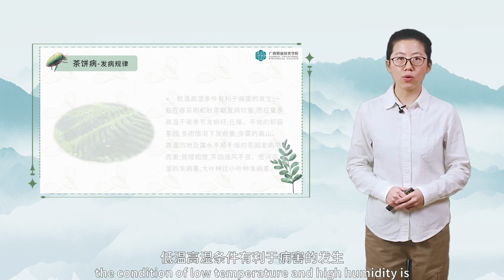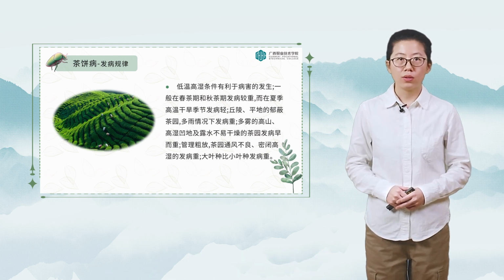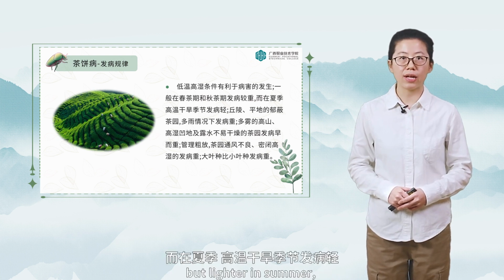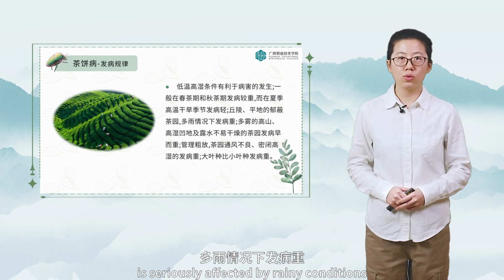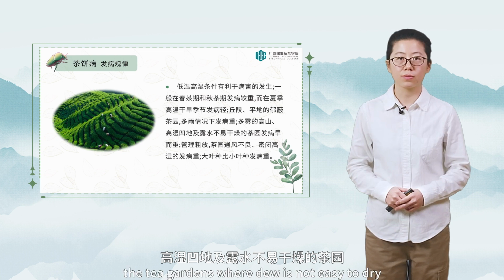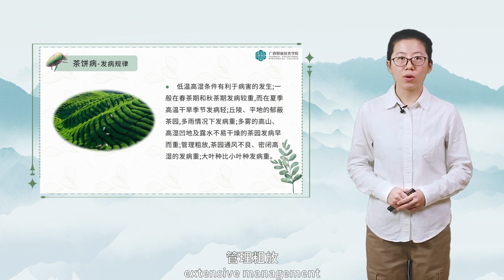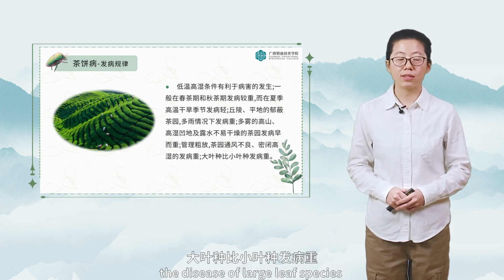Another form is that the condition of low temperature and high humidity is conducive to the occurrence of the disease. Generally, the disease is more serious in the spring and autumn seasons, but lighter in summer, in the high temperature and drought season. Shady tea gardens in the hills and flatland are seriously affected in rainy conditions. Foggy mountains, wet depressions, and tea gardens where dew is not easy to dry have early and severe disease. Extensive management, poor ventilation, airtight conditions, and high humidity cause severe outbreaks. The disease of large leaf species is more serious than that of small leaf species.